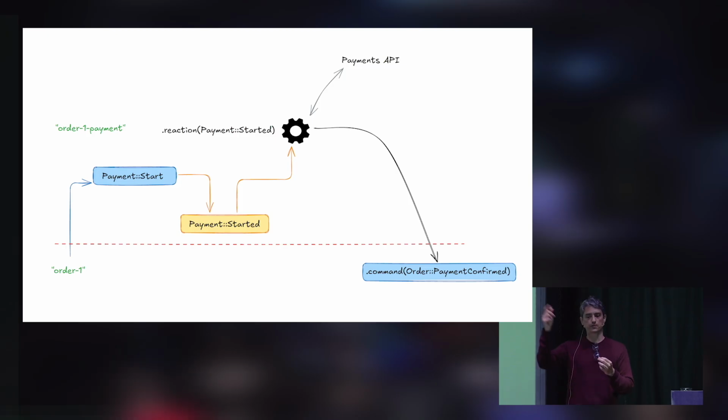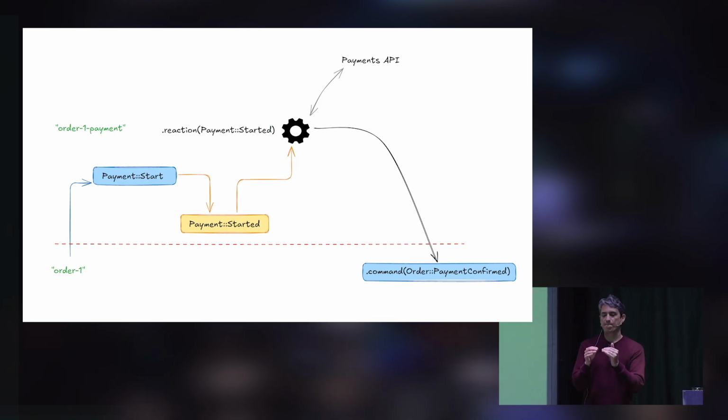This is where I call out to the third-party APIs, which may take seconds. And if that API responds, then I use the response to populate a new command that I can send back to the order, confirming that the payment process succeeded. So this is an important aspect to it: side effects happen in those reactions, and those reactions are the things that are gluing those workflows together.